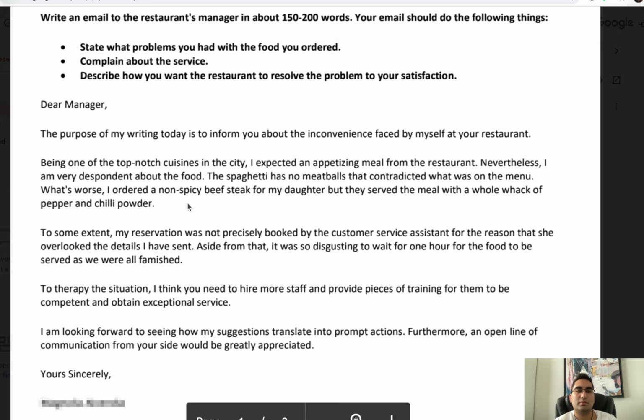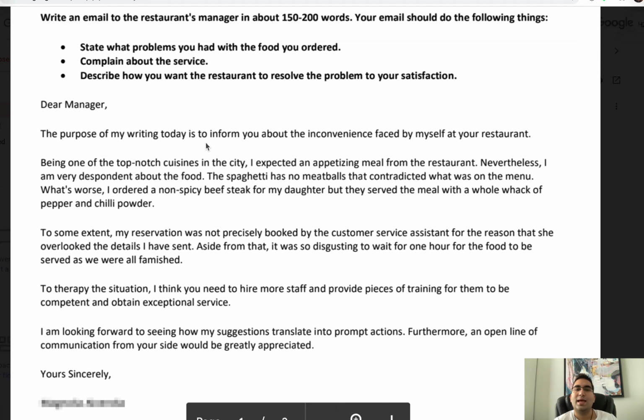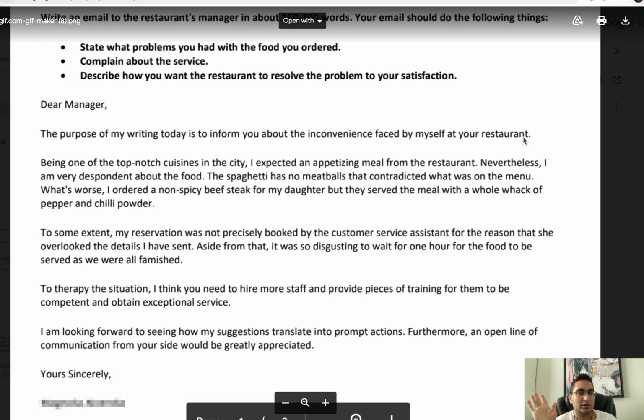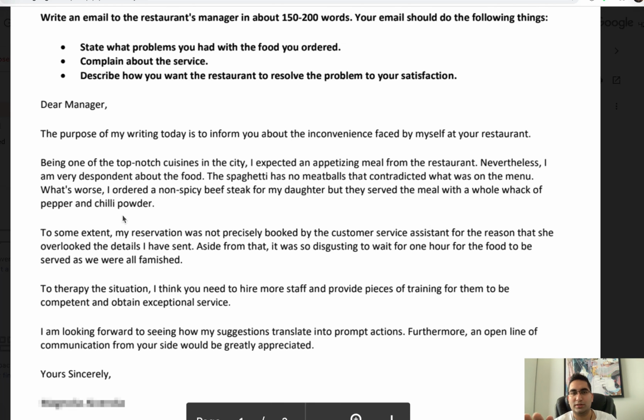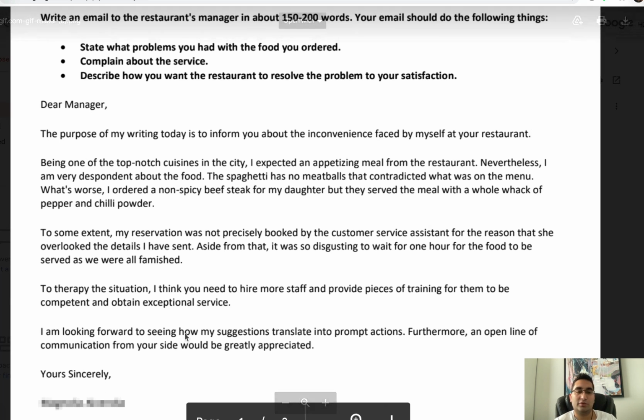All right, so started with my template. The purpose of my writing today, that's how you want to start the formal letters. And inform me about the inconvenience. Perfect. One simple sentence. You can also make that complex, but that's okay. Dear manager, it could be Mr. someone as well, but manager titles are fine. I personally prefer you keep it personal, Mr. or Miss, because everybody would do that. So you can be a little different that way. Yours sincerely, full name, formal letter format, perfect.